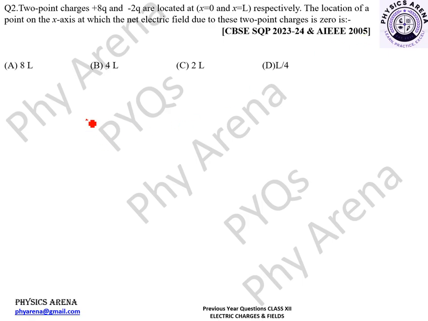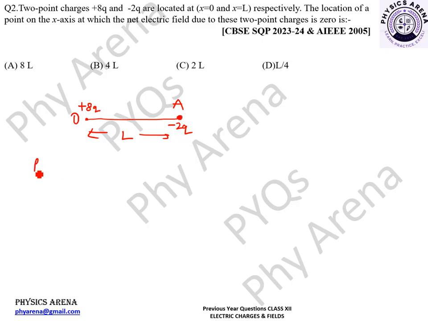So let us draw the scenario. This is our origin O, and at a distance L from it, we are having a point, let me call it A. And at O, we are having plus 8q charge, and at A, we are having minus 2q charge. We need to find a point on the x-axis at which the electric field due to these two charges is 0.